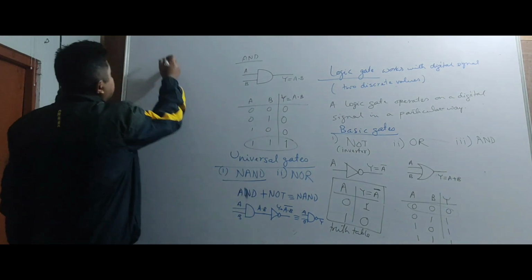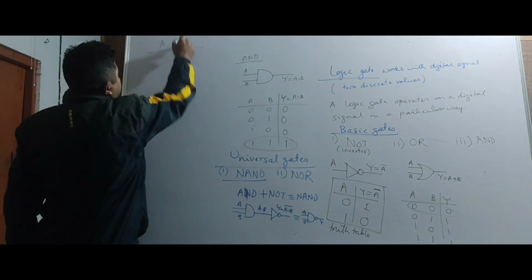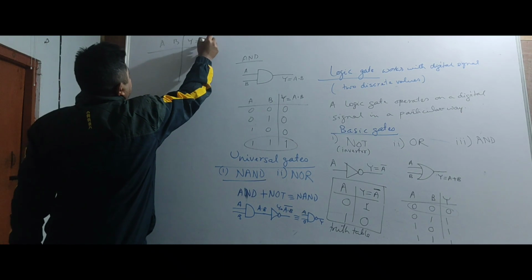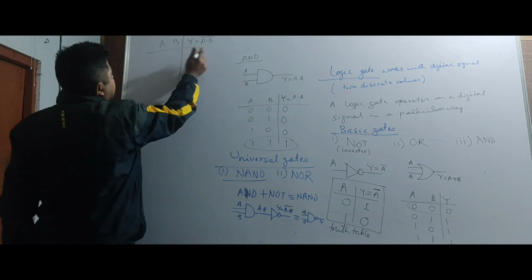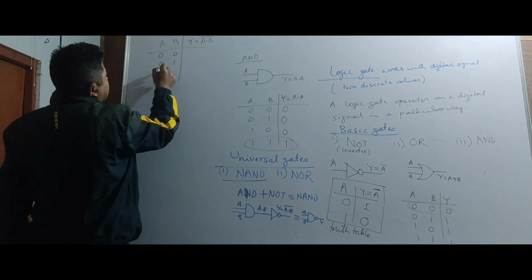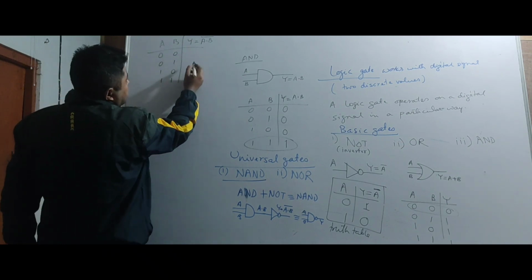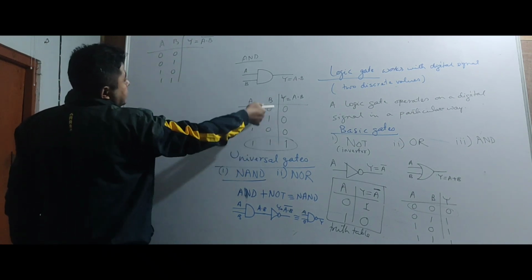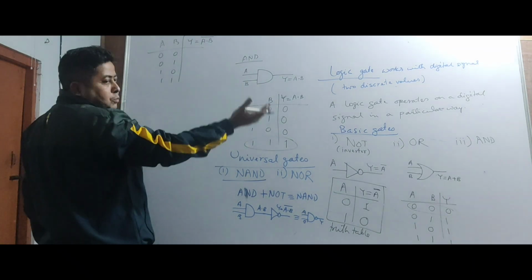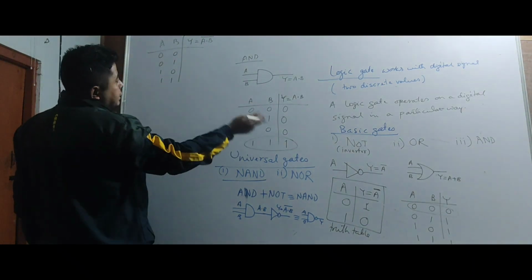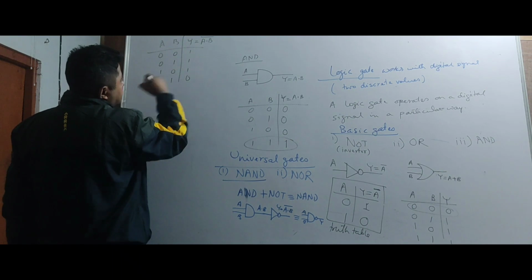So the truth table will be A, B, and Y is A dot B. Then you are going to invert it. So 0 0, 0 1, 1 0, 1 1. These are the possible inputs. Output is going to be the inverted version of this, you have to just invert it. So 1 1 1 0.